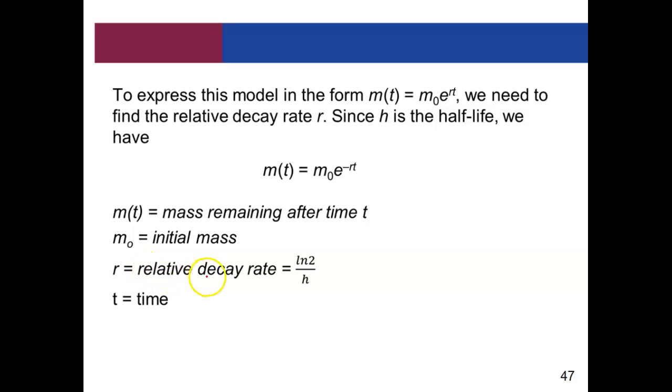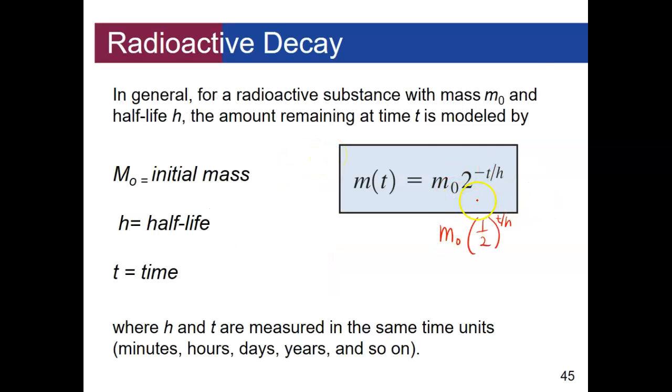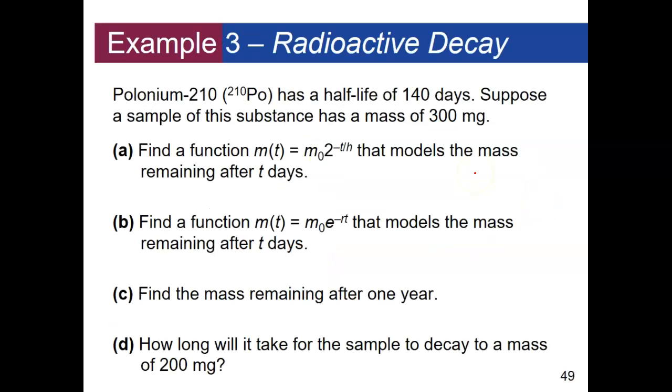We can easily find relative decay rate if you just remember this small formula here, and that is that the natural log of 2 divided by H is going to give you your R, or your relative decay rate. If you have your R, then you can represent it using this model here, which is your initial quantity times e to the negative R times T. Typically, mathematicians especially like to work with this natural log function, so it's going to be preferred in this form a little bit over this form as far as working with it.